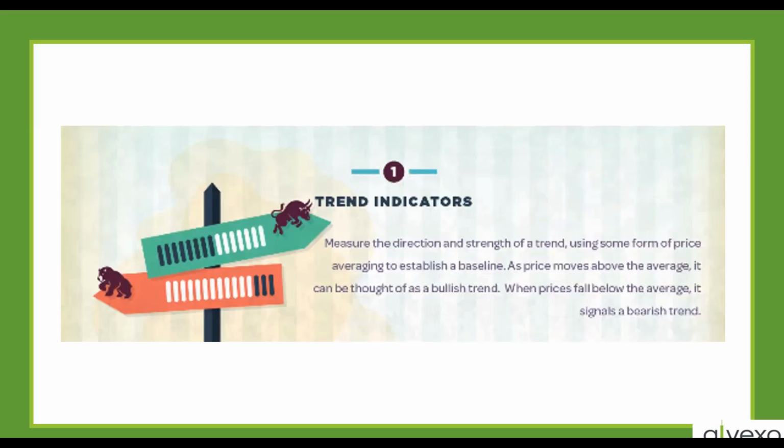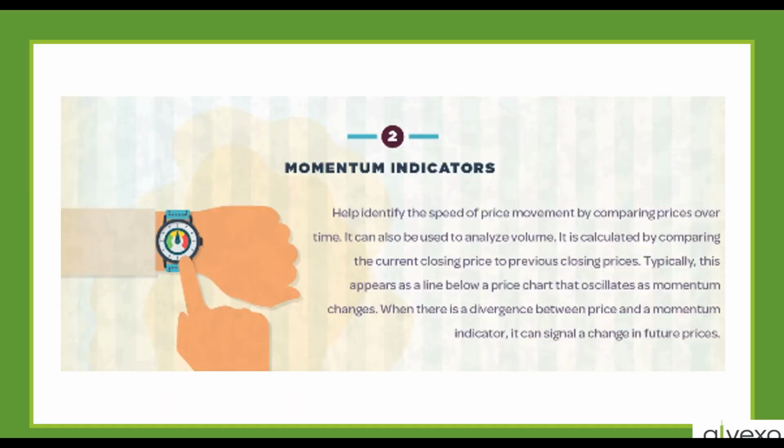Now, these indicators are broken into major categories. We have trend indicators. We have momentum indicators. Momentum indicators are important. Trend indicators we kind of talked about. Momentum indicators tell you the speed at which the price is moving.